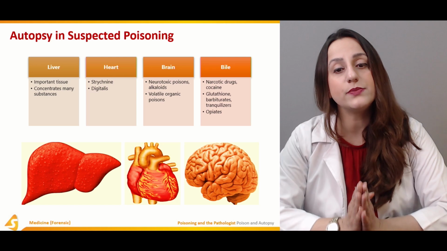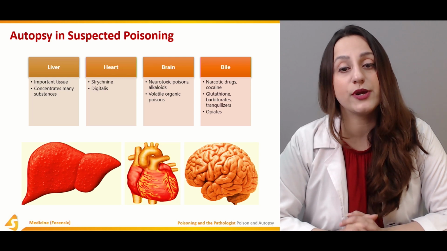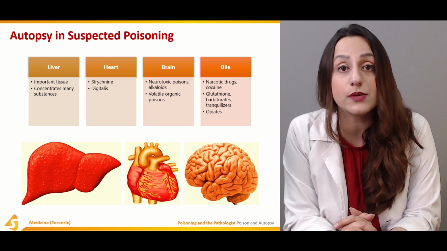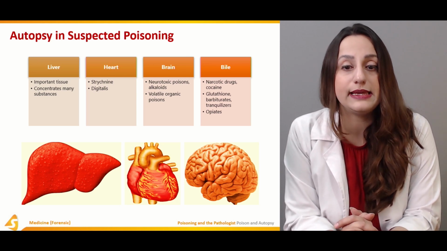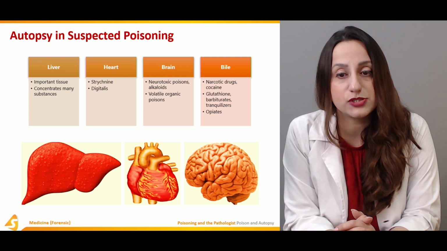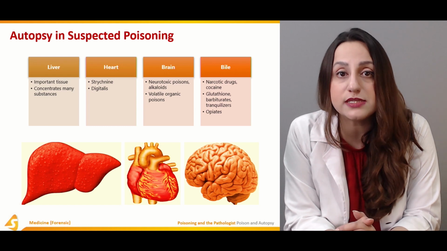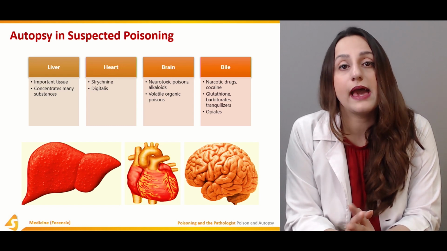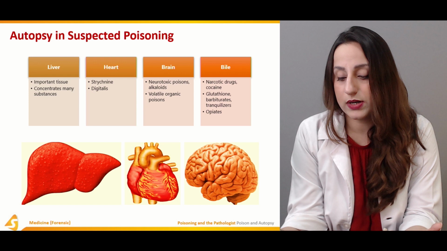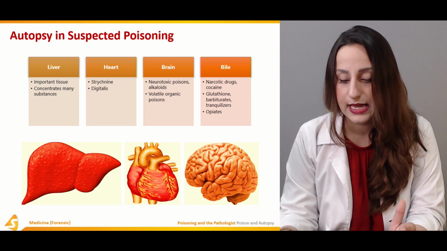And then the brain. Why is the brain sent? It can be for neurotoxic poisons. Whenever we suspect these and the alkaloids, we are going to send the brain to the histopathologist. And then the volatile organic poisons are another important group which is basically investigated in the brain primarily. Talking about the bile, it's basically the narcotic drugs: cocaine, barbiturates, tranquilizers, opium. All of these drugs affect the brain primarily, and they're going to be sent to the chemical pathologist just for the detection of these drugs. So this is basically a very comprehensive review of the tissues and the related drugs that we are suspecting in them.